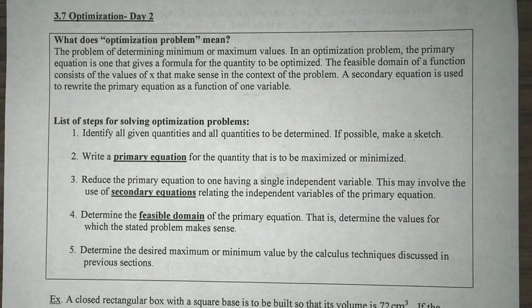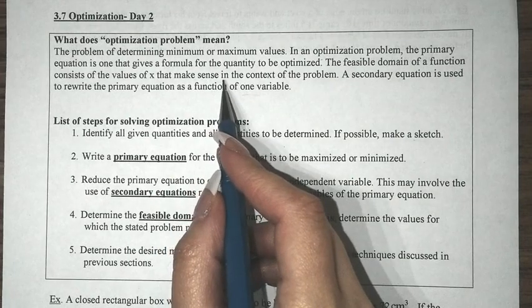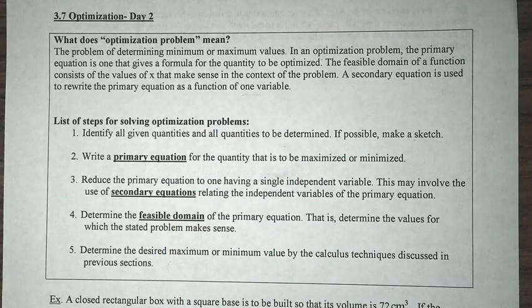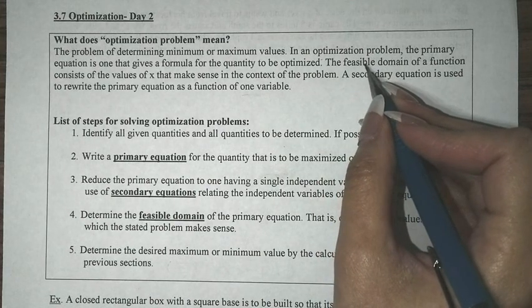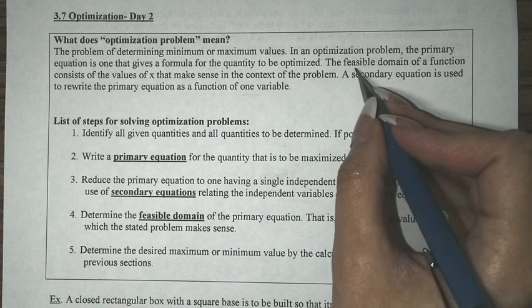Hi guys, today we're going to learn about optimization. What does optimization problem mean? The problem of determining a minimum or maximum value is going to be an optimization problem. In an optimization problem, the primary equation is one that gives you a formula for the quantity to be optimized.